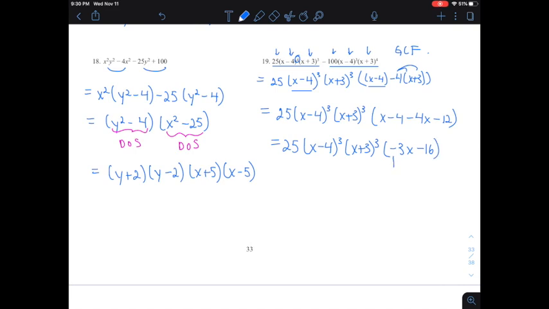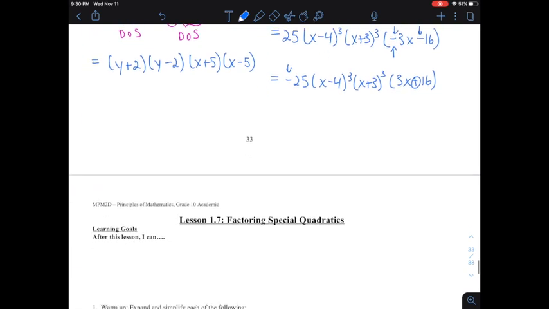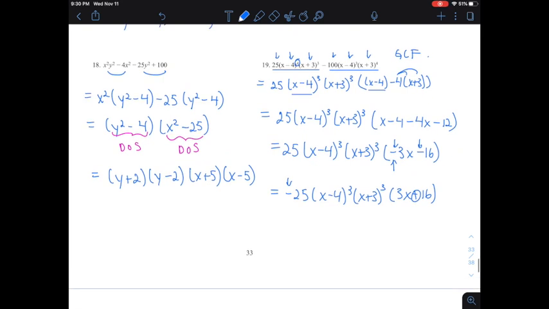Okay, so this is fine, but most people don't like having a negative in here like this. So what I can do is factor out the negative 1 from the last bracket, and I'm left with 3x plus 16. That just tends to look a lot nicer. Okay, just make sure that this one is positive, because the negative that we put in front here came from factoring out from this negative and this negative.